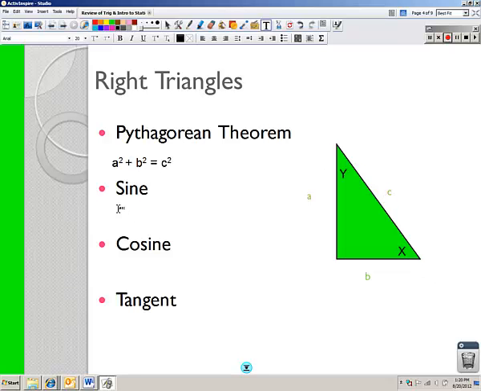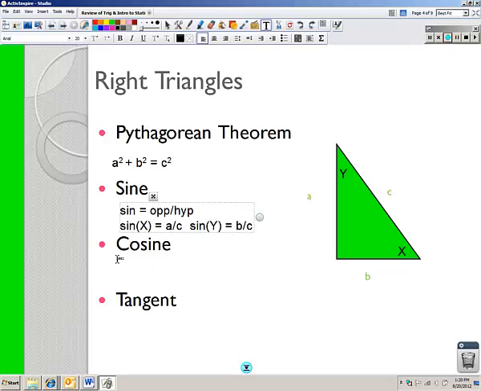Sine. What's the relationship for sine? We say that sine is the opposite divided by the hypotenuse. If we want to know the sine of this angle, we're calling this angle here x, we would need to do A divided by C. It also means that the sine of y would be equal to, the opposite is b, and the hypotenuse is c.